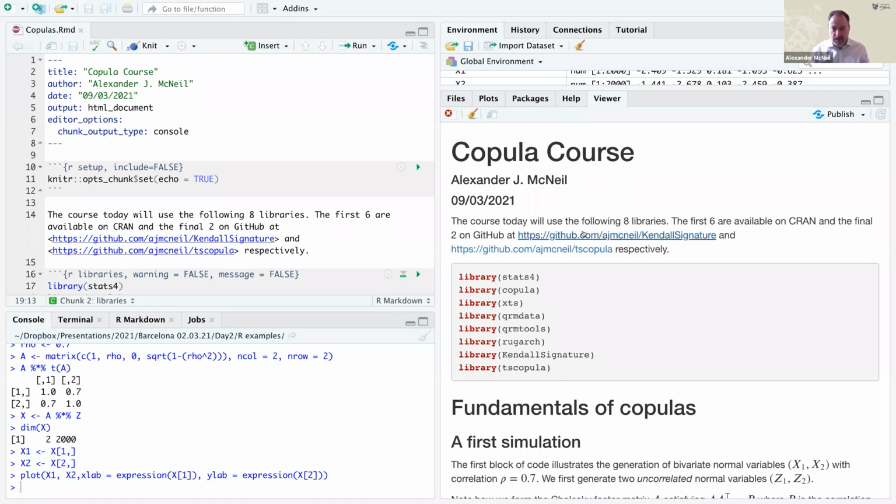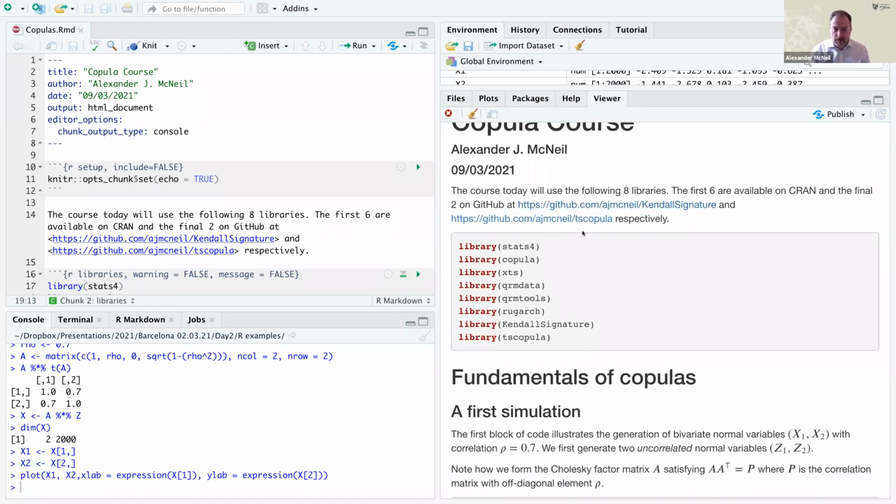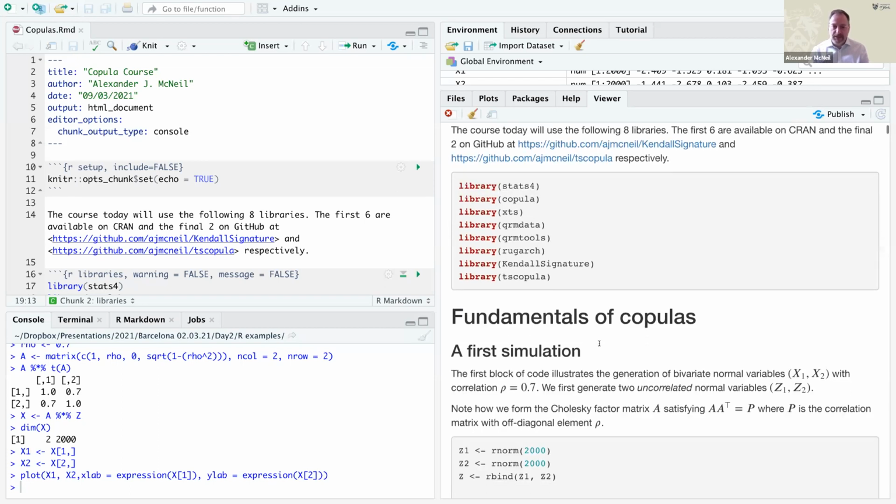Let me just say a little bit about what I'm doing here. I'm using 8 libraries. The first 6 of these you'll find on CRAN, which is the comprehensive R repository, where you find R itself. 2 of them, which I'll use this afternoon, are on GitHub, and I'm responsible for them. Kendall signature, TS Copula.